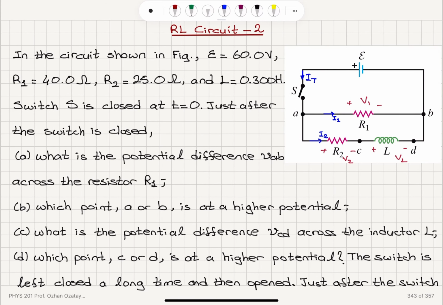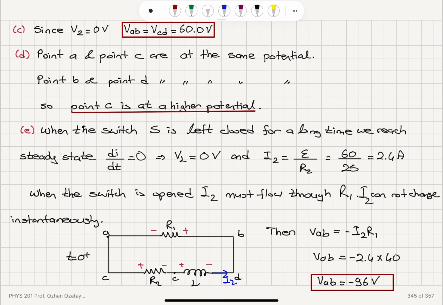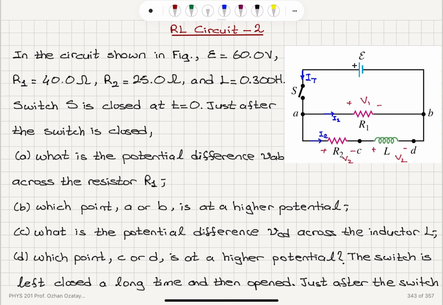Which point, C or D, is at a higher potential? Well, C is A, D is B. No voltage drop here, so C is at a higher potential compared to D. Now the switch is left closed for a long time, which means we reach steady state. When we reach steady state, L di/dt becomes 0. The voltage drop across the inductor becomes 0. So this 60 volts appears across R2 and R1.